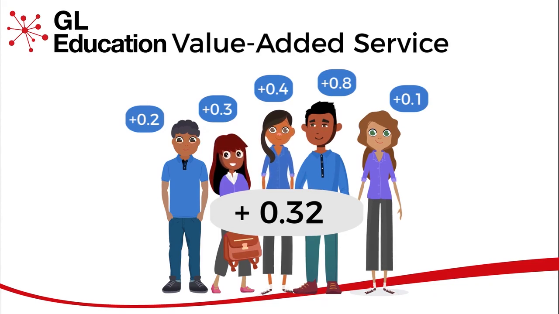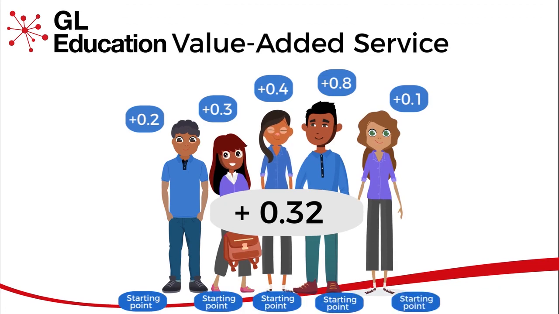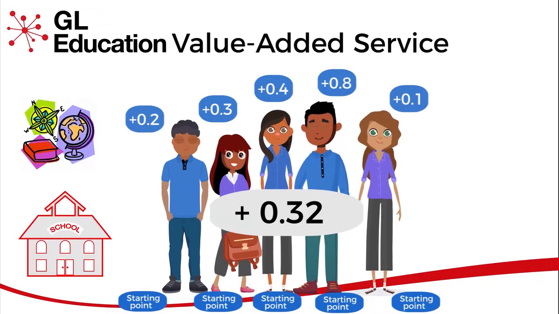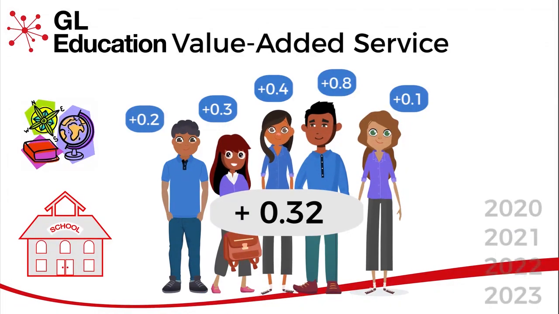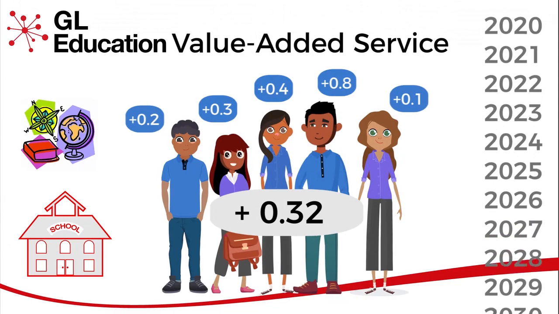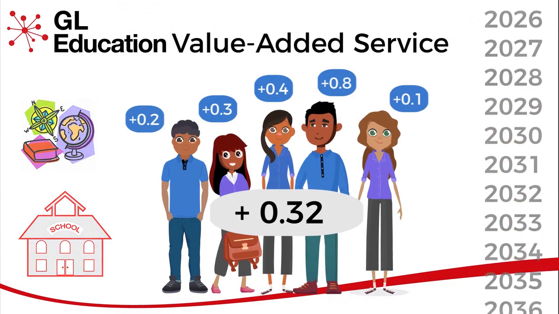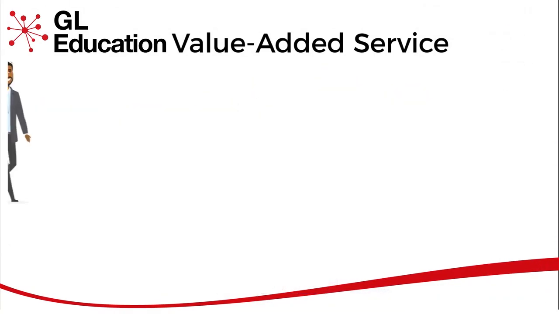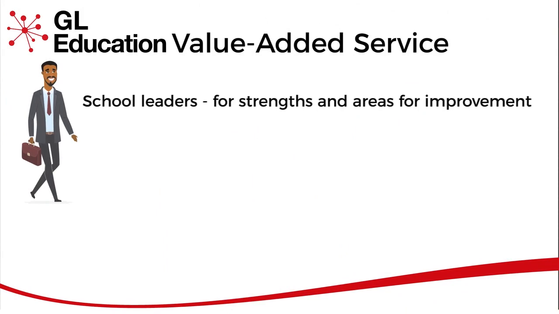So, because value-added measures take into account students' different starting points, we can see that they are a fairer way to compare classes, subjects, and schools. And, for the same reason, they are also a way to measure trends over time. This approach helps school leaders identify areas where teaching and learning is strong, and also where further analysis is required.